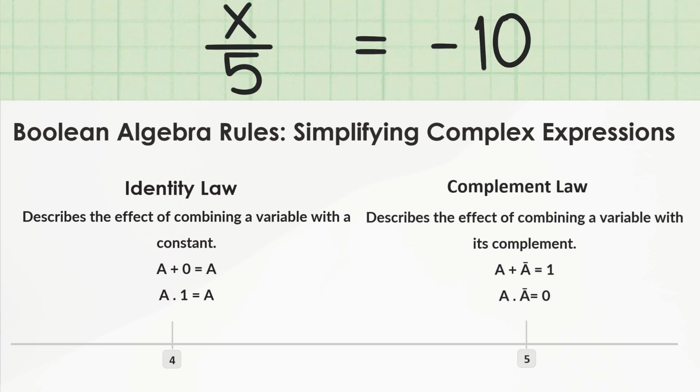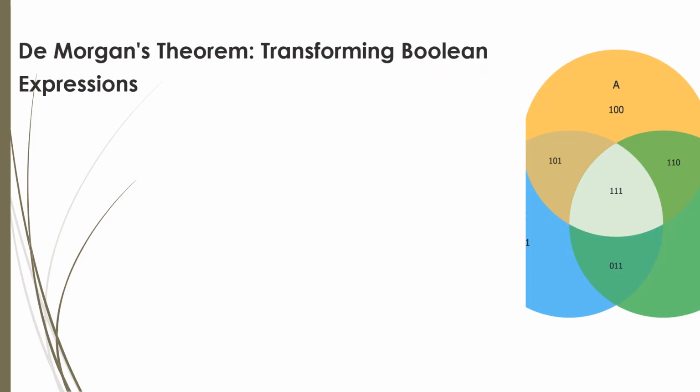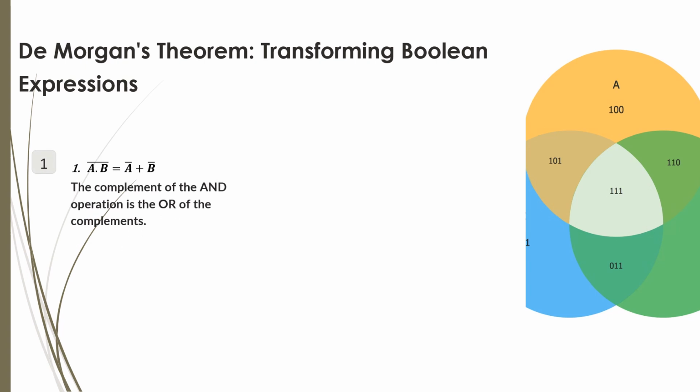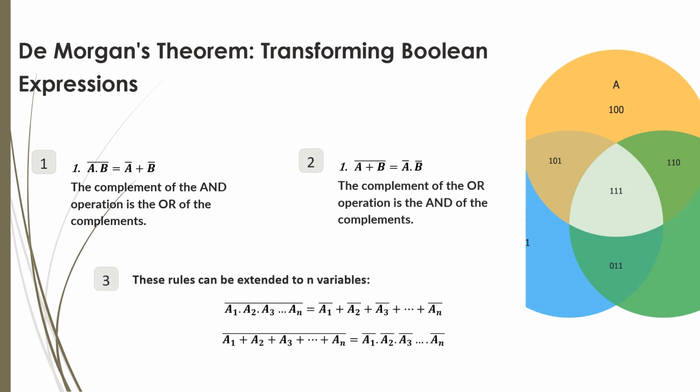The complement law shows that when a variable is added to its complement, the result is always 1, and if a variable is multiplied by its complement, the result is always false. De Morgan's theorem provides transformation rules for negating AND and OR operations. This theorem is useful for simplifying and transforming logical expressions. It states that the negation of an AND operation is equivalent to the OR of the negations, and the negation of an OR operation is equivalent to the AND of all the negations.